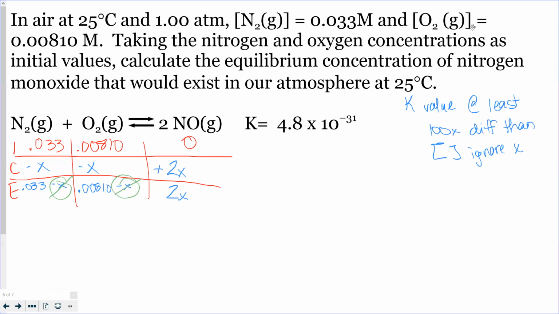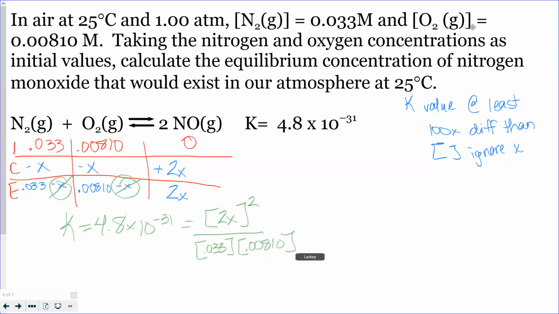So when we plug in for K, which is the 4.8 times 10 to the negative 31st, we have our product on top, which is going to be the 2x squared, divided by our reactants. So we can ignore those x's. So we have 0.033 and 0.00810. And again, make sure that you put those in parentheses. So we have to multiply by those to isolate x.